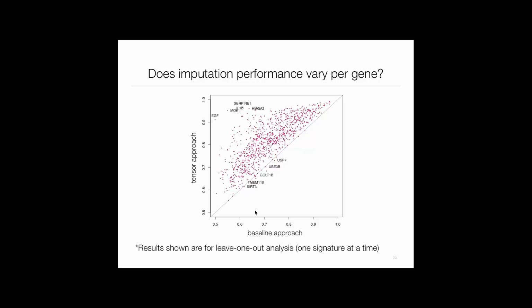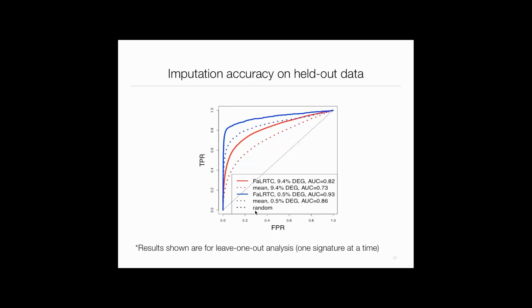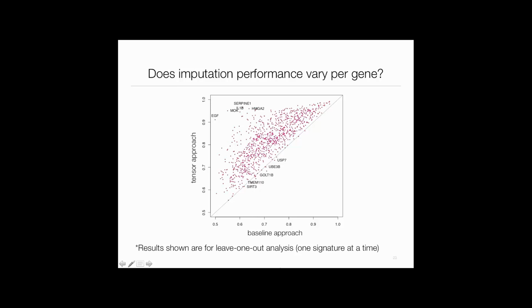Okay. And so my next question was, does the imputation performance vary per gene? And so what I did was I generated similar ROC curves to this one, except I did this only looking at one gene at a time. And then I computed the area under the curve. And then I did this for both the tensor, the solid line, and the mean baseline, the dotted line. And so what I'm showing here is a scatter plot of those AUC values, those area under the curve values. On the y-axis is the tensor approach, and on the x-axis is the baseline approach.